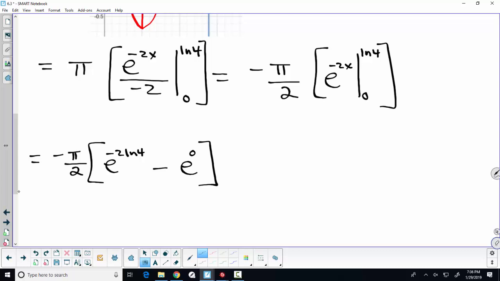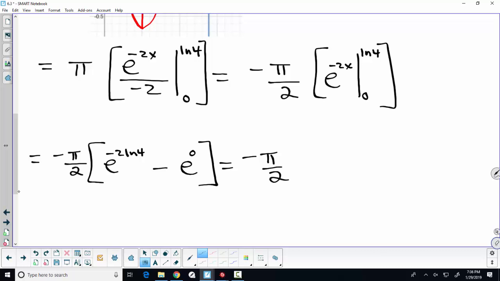Let's say we wanted this as an exact value. What is the exact value of e to the negative 2 ln4? How'd you get 1/16? Well, e raised to the natural log of something is just that something. And 4 to the negative 2 is 1/16. All right, good. So you've got to remember properties.